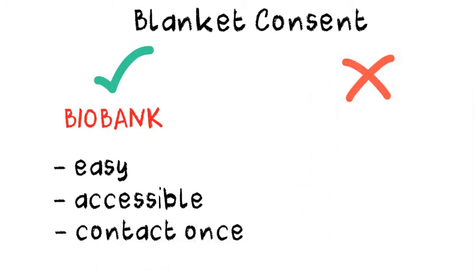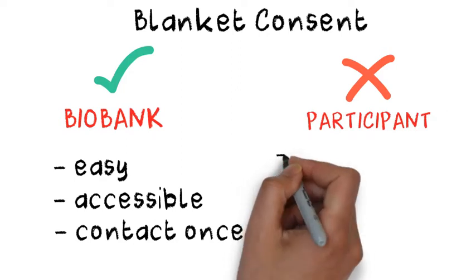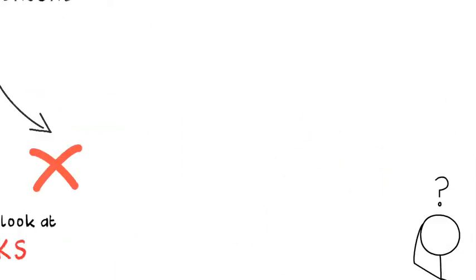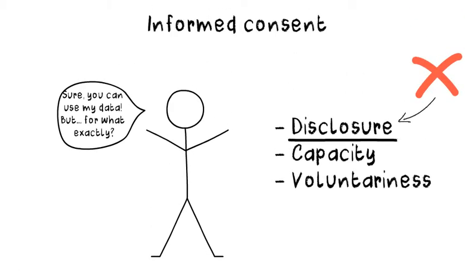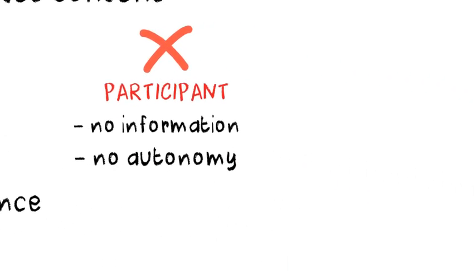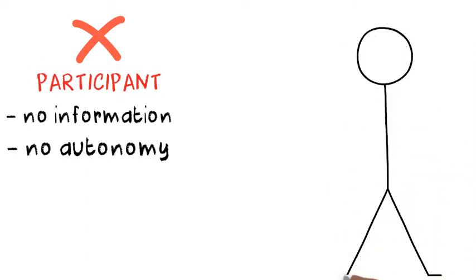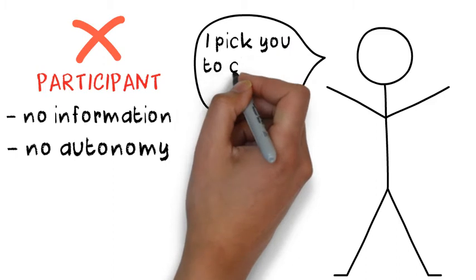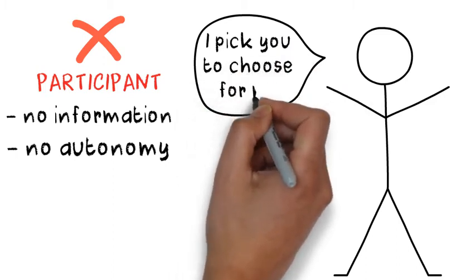A disadvantage is that participants receive no information about what exactly will happen with their data. It thus seems that an important aspect of consent, disclosure, is not met in blanket consent forms. This is the biggest critique of blanket consent. Because of this lack of information, participants are not autonomous. Other researchers, however, claim that participants exercise their autonomy because they deliberately choose to sign a blanket consent.